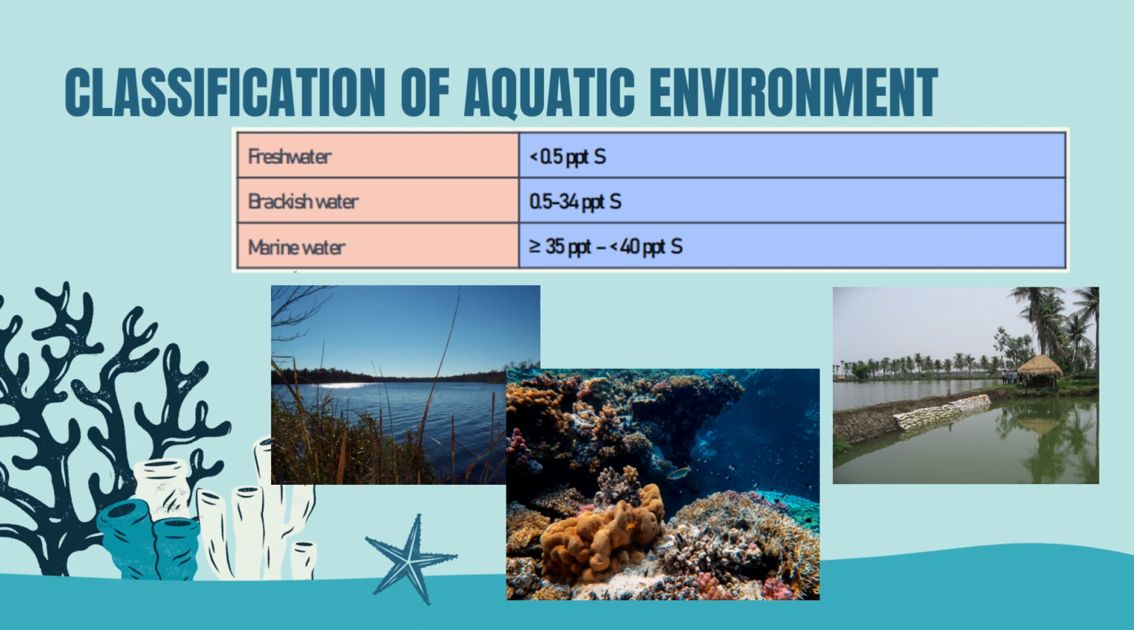Based on the salinity or the ppt, we have classified each aquatic environment into three. First is freshwater, which has a salinity of less than 0.5 parts per thousand. Second is brackish water. It ranges between 0.5 to 34 parts per thousand. And lastly, marine water, which ranges between greater than or equal to 35 ppt to less than 40 parts per thousand.